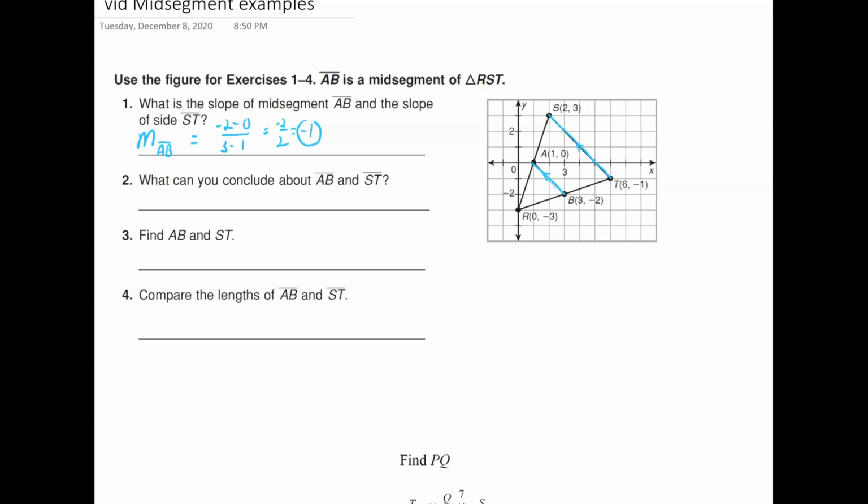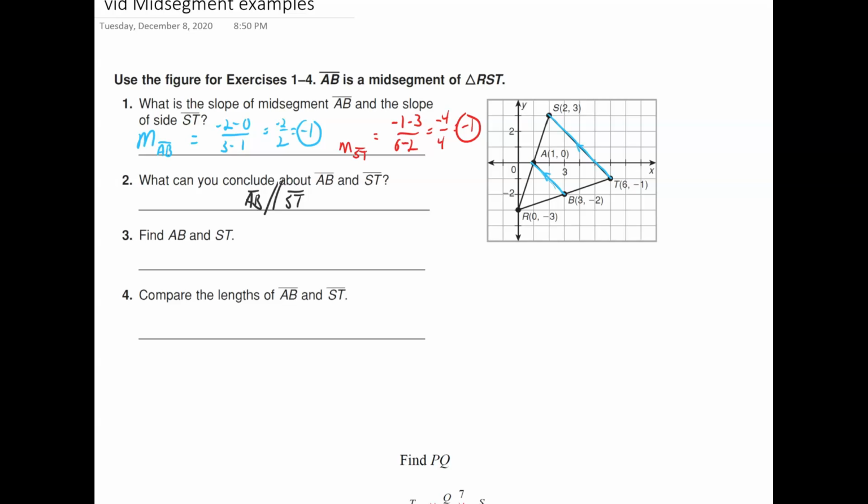Okay, so then let's check the slope of ST. So the slope of ST is the change in y. So if we're looking at ST, we're just going to go negative 1 minus 3 over 6 minus 2, and that is negative 4 over positive 4, or negative 1. So the slopes are the same, meaning that the lines are parallel. All right, so what can you conclude? That they're parallel. How about we just say AB is parallel to ST. We don't need to do a lot of writing because we have some notation for that. All right, so what about AB?